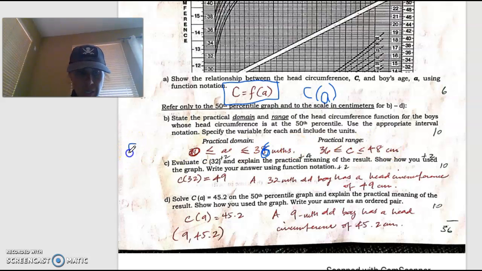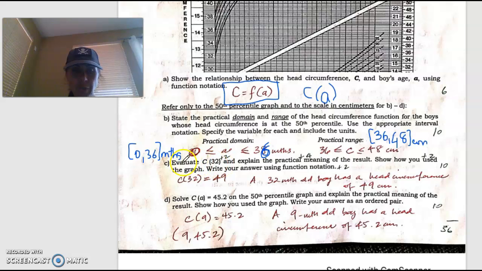If you wanted to use interval notation for the input, it goes from 0 to 36. Make sure you specify the units, months. And similarly, we could set up the range to go from 36 to 48. And the units again are centimeters.